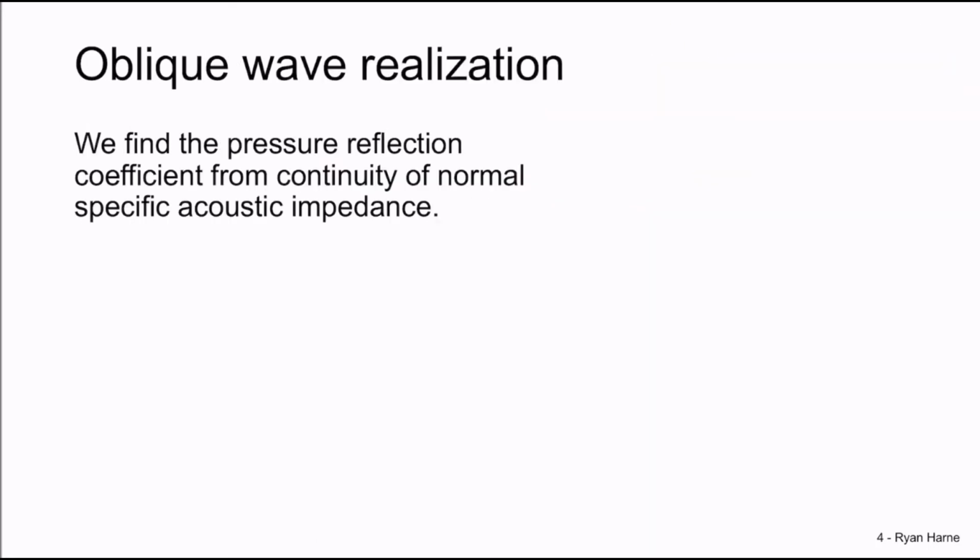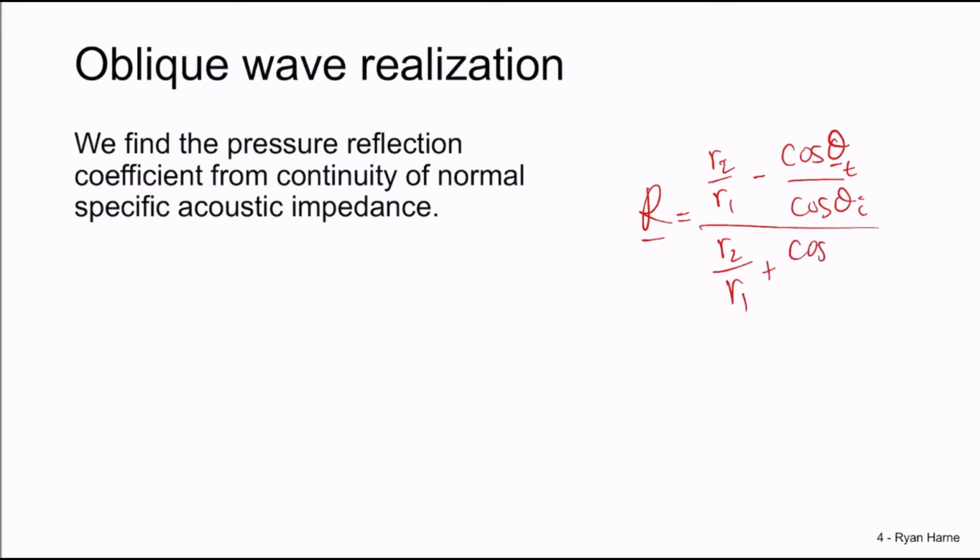Considering our continuity more closely, we find the pressure reflection coefficient using the continuity of normal specific acoustic impedance. Our complex pressure reflection coefficient is R2 divided by R1 minus cosine of complex theta sub t divided by cosine theta I, all divided by R2 divided by R1 plus cosine complex theta t divided by cosine theta I.